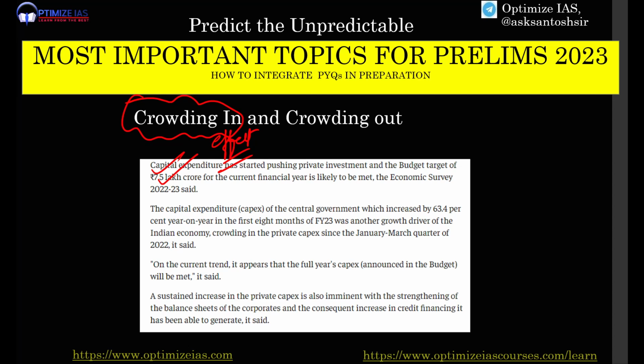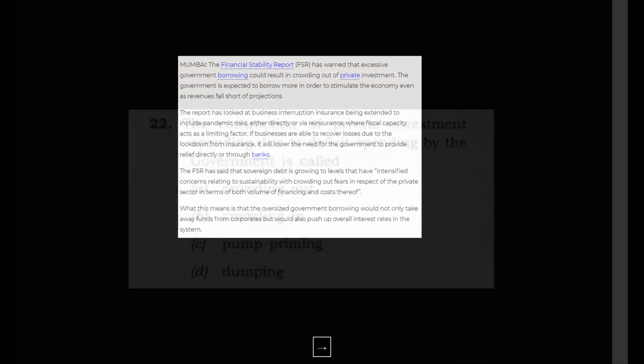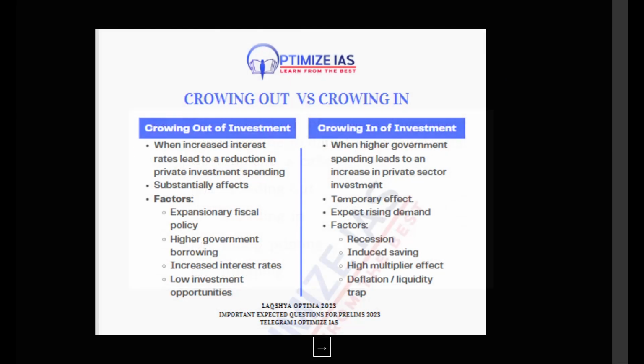And guys, I have already framed a lot of important questions for the prelims 2023, and I have already created these cards. You can make use of these cards for revision.